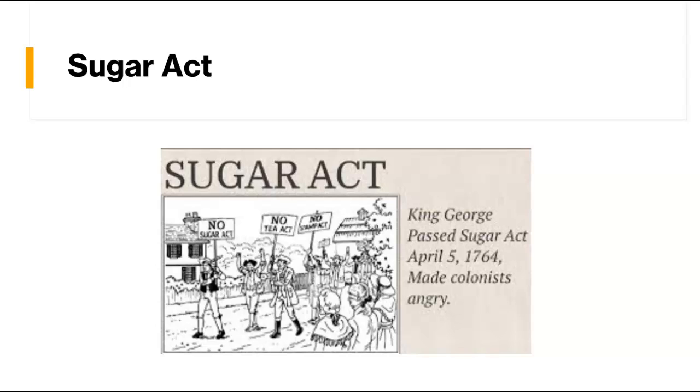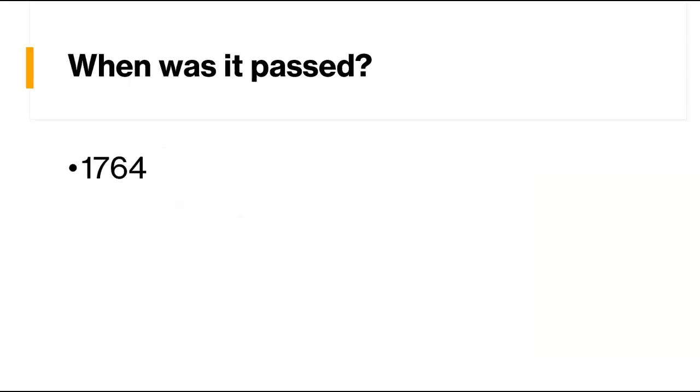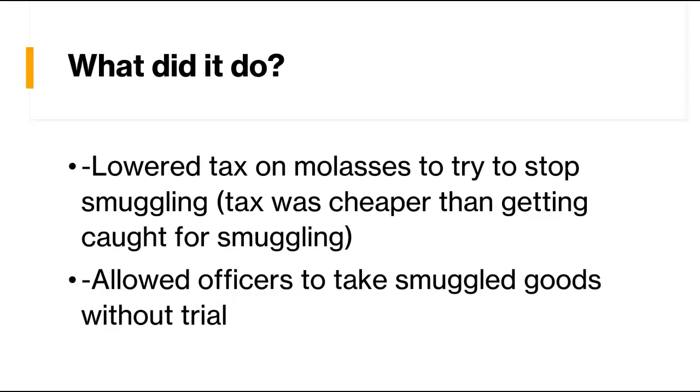So the next one is the Sugar Act. And this little picture just says that King George passed the Sugar Act on April 5th, 1764, and it made the colonists angry and they're protesting. So when was it passed? 1764. What did it do? It lowered tax on molasses.